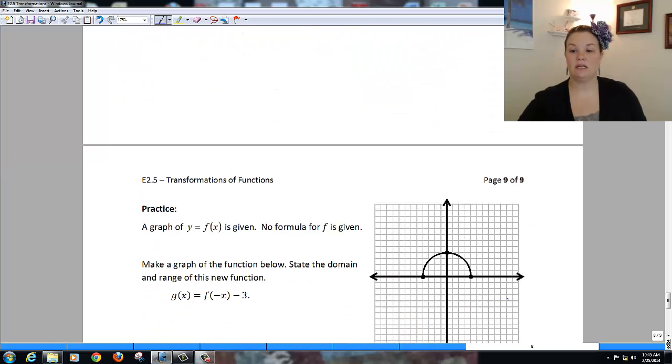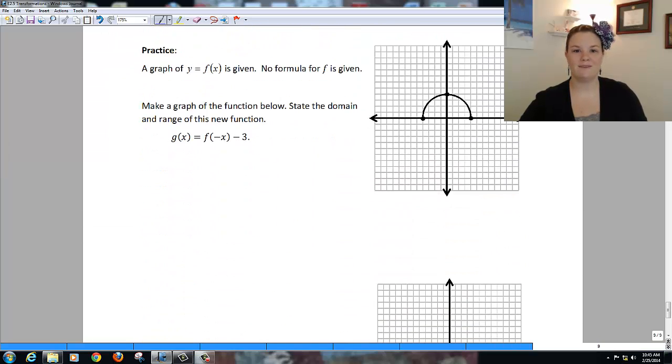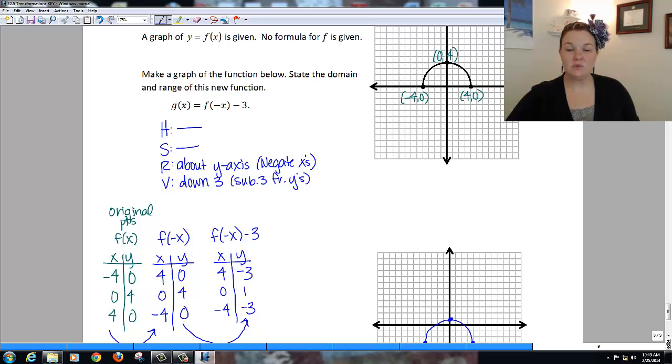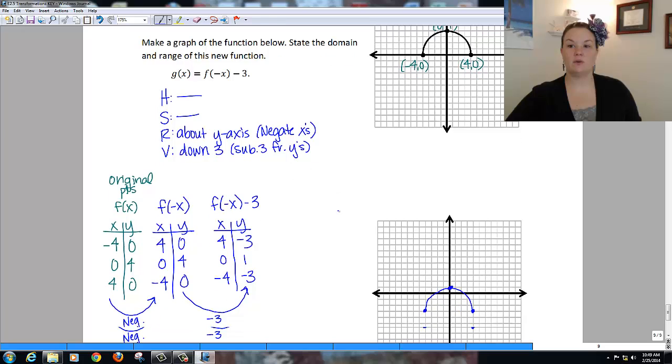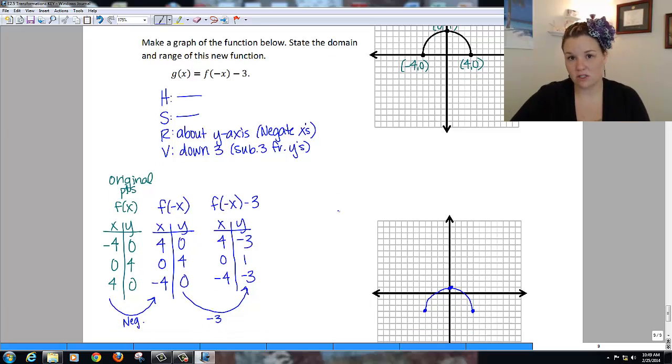I'll give you a few minutes and then we'll go over it. Okay. All right. So on this one, we take our original picture that they gave us and identify the points on it, which here are negative 4, 0, 0, 4, and 4, 0. So I went ahead and put my table of values here in green from my original f of x function, and then we look and see what transformations have happened.